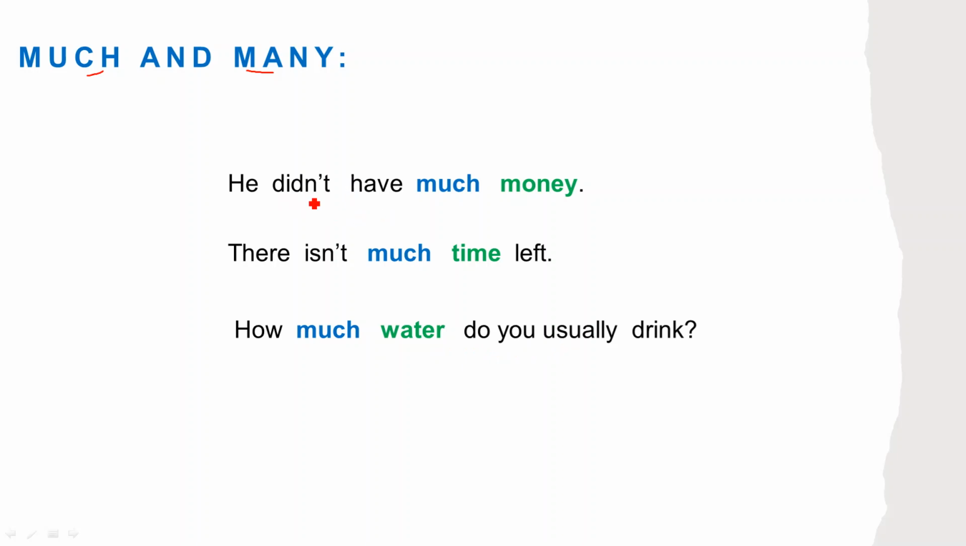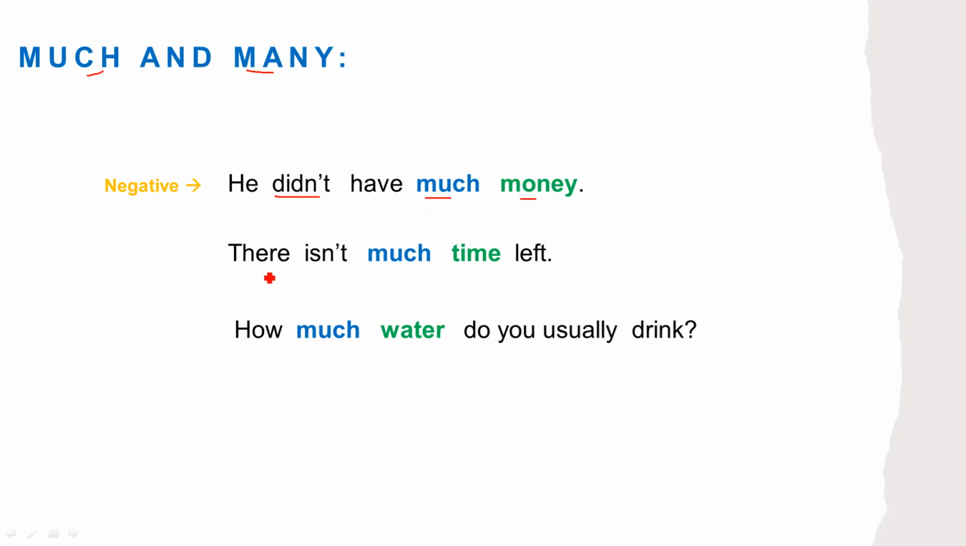Okay, again, in the first example, he didn't have much money. You can notice that we used much and the noun is uncountable. The word money in English is uncountable. Okay, this is the first note. The second thing I want you to notice is that in this sentence we have didn't, which is a negative form. So this is a negative sentence. We used much and also the noun is uncountable.